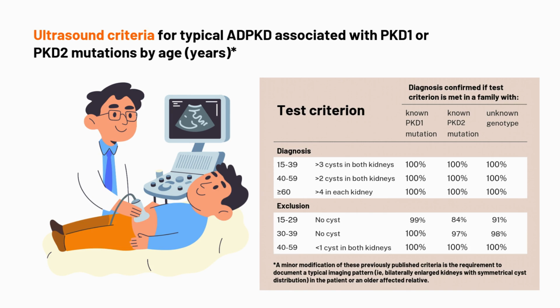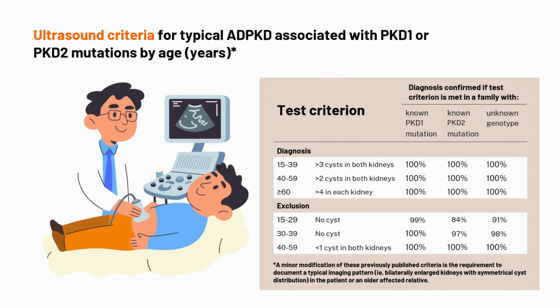Ultrasound is also very useful to exclude disease. In younger patients between 15 and 29, absence of cysts makes ADPKD very unlikely. Between 30 and 39 years, again, no cysts essentially rules out the disease. Between 40 and 59 years, fewer than 2 cysts in each kidney can exclude ADPKD. These criteria assume a typical imaging pattern.